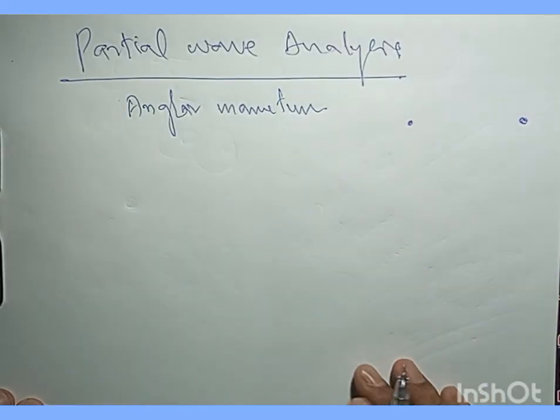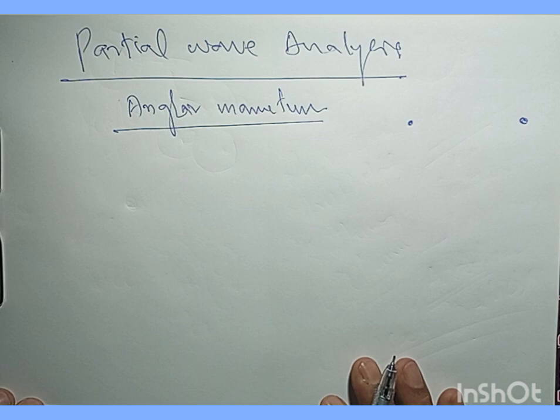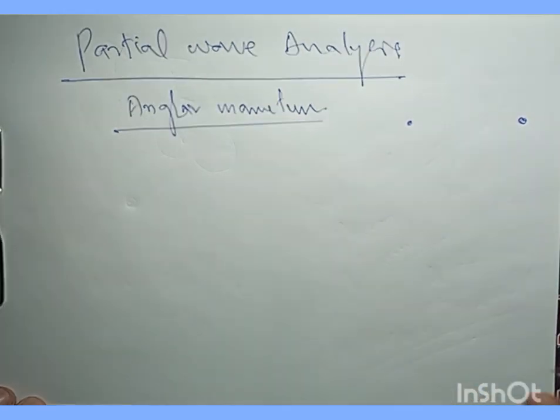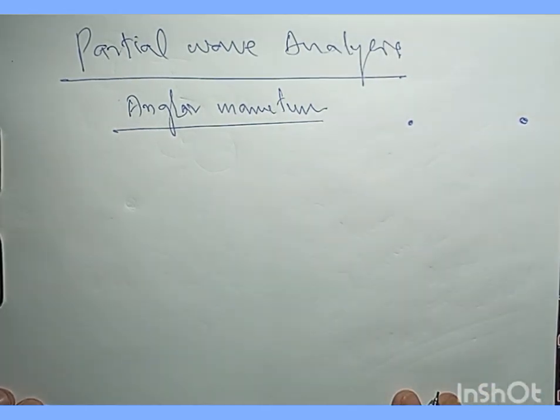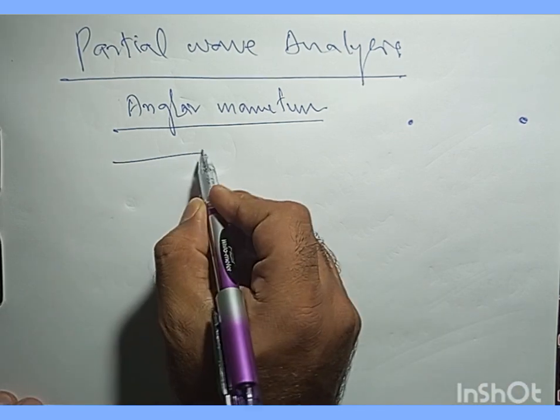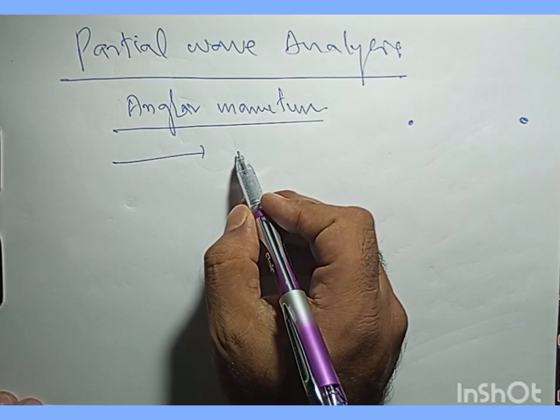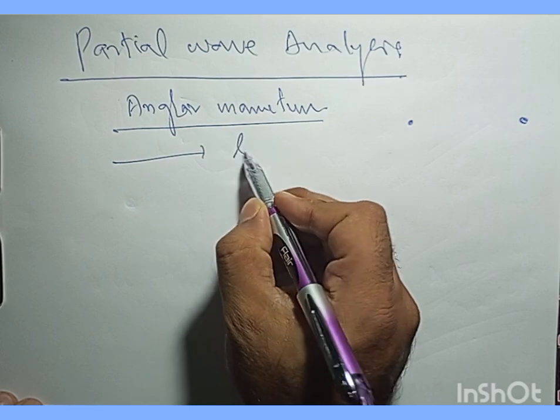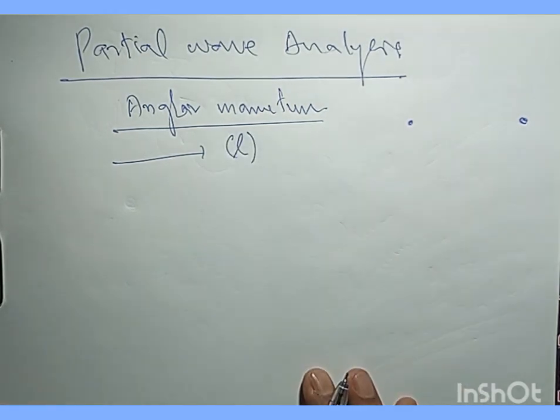Now, what does this do for us? This allows us to analyze the scattering process more effectively by focusing on the contributions from different angular momentum states. These angular momentum states are labeled by the angular momentum quantum number L. Now let's go through this partial wave analysis and see how it works and where we have to start.